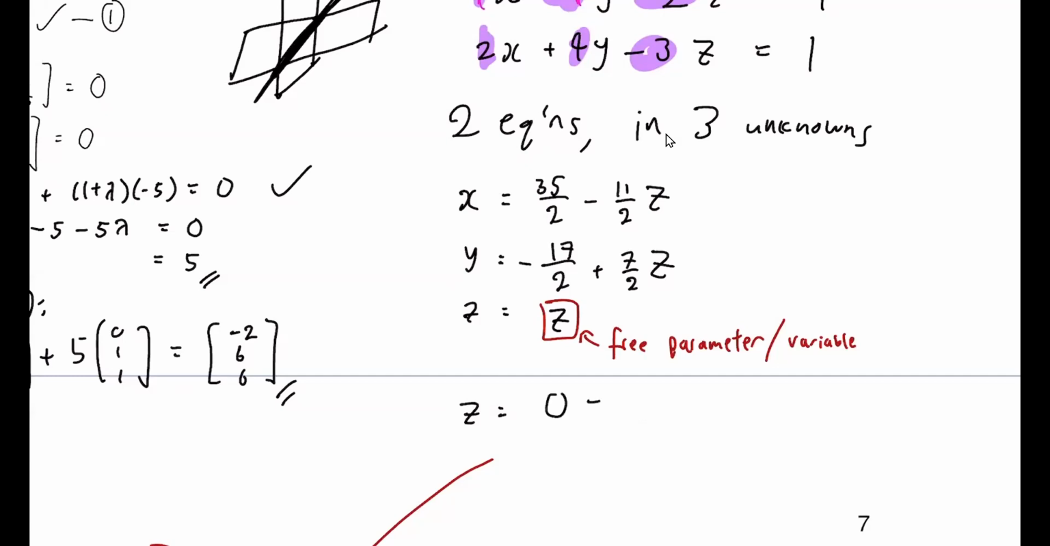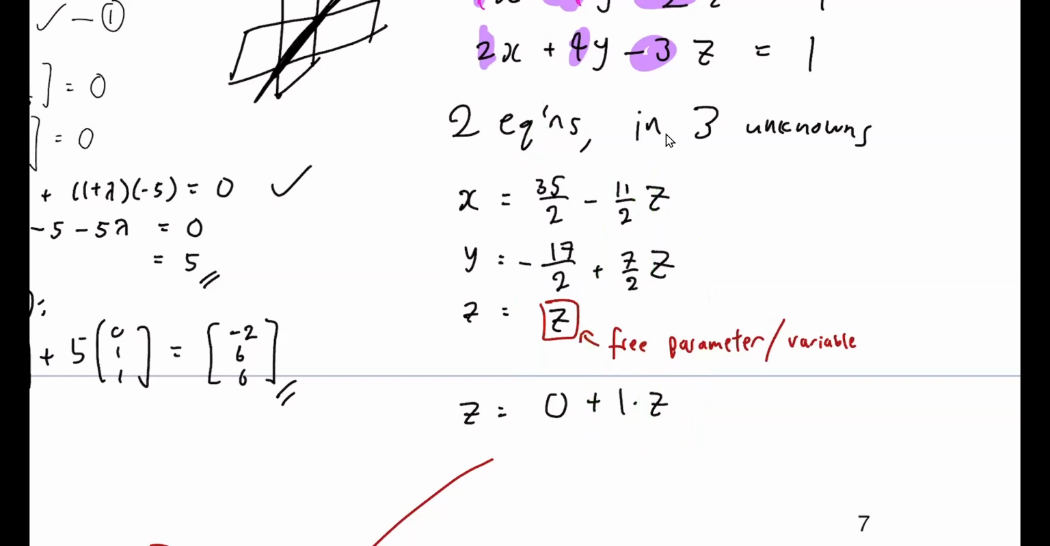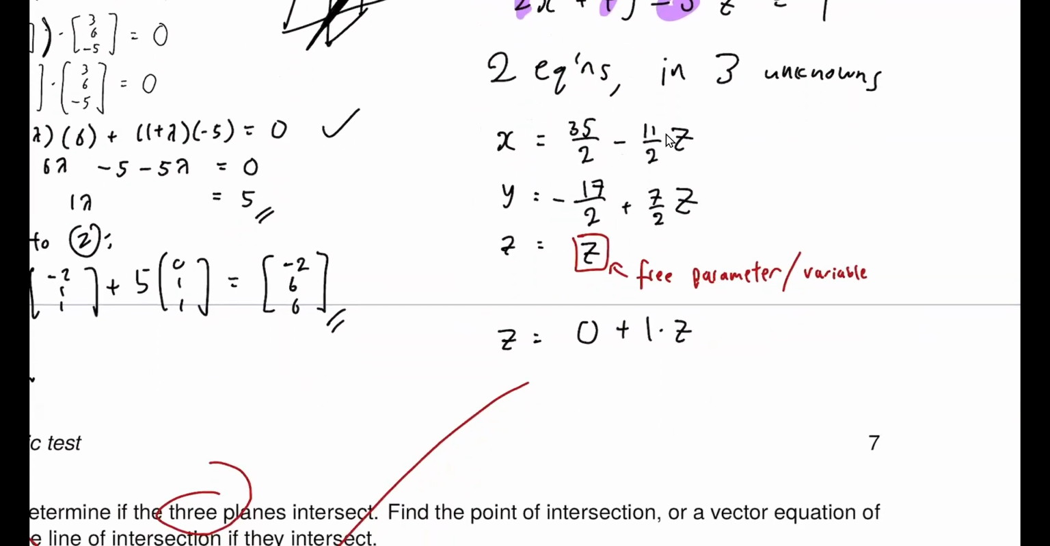0 plus 1 times z. Can you see the pattern? Oh, so z is lambda. Yes, correct. Z is lambda. So that means that all that we need to do now is to collect them into a vector form like this, x, y, z. Then the first component is 35 over 2.